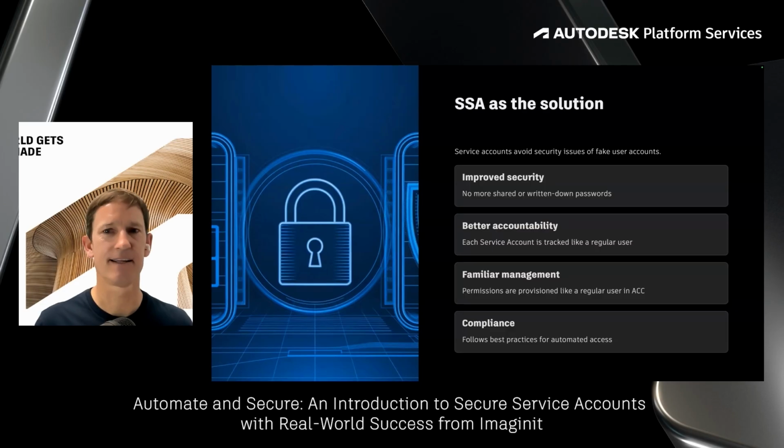So with SSA, we help solve that problem. Every secure service account or robot account has a name and it has permission entities in your hub. So that means IT admins can grant project level access like they would for a regular user, a human user, and they get all of the security benefits of least privilege. So that means you get improved security.